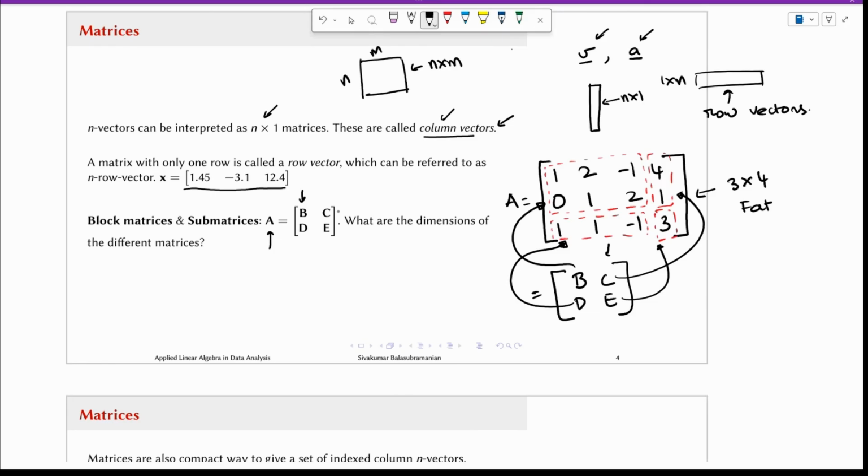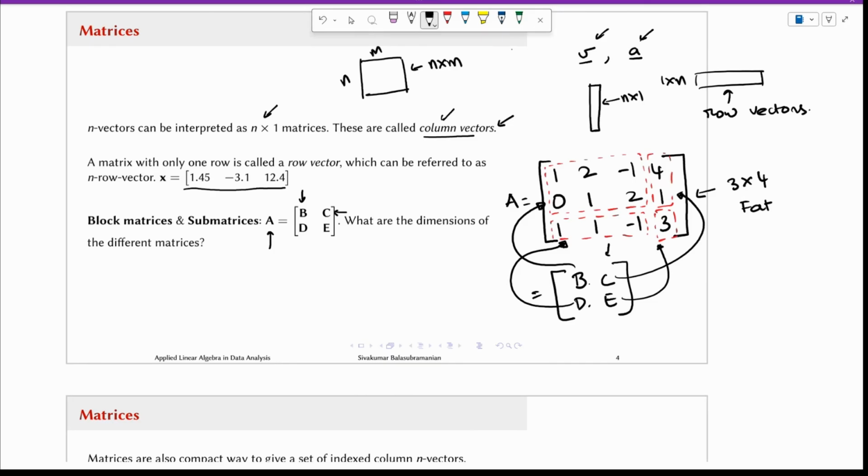Similarly, for any row of a block matrix, the sub-matrices of that row will have the same number of rows, but can have a different number of columns. Exactly what we've seen here. B and D have the same number of columns, 3 columns, but a different number of rows. B has 2 rows, D has 1 row. Similarly, C and E have 1 column and different rows. B and C have 2 rows, whereas D and E have 1 row.